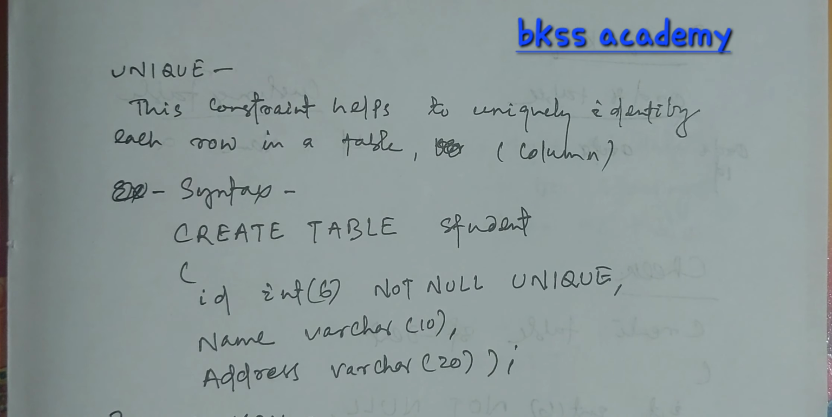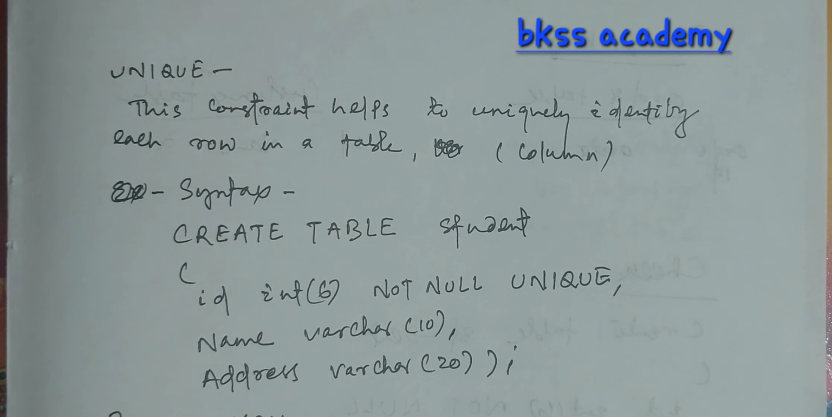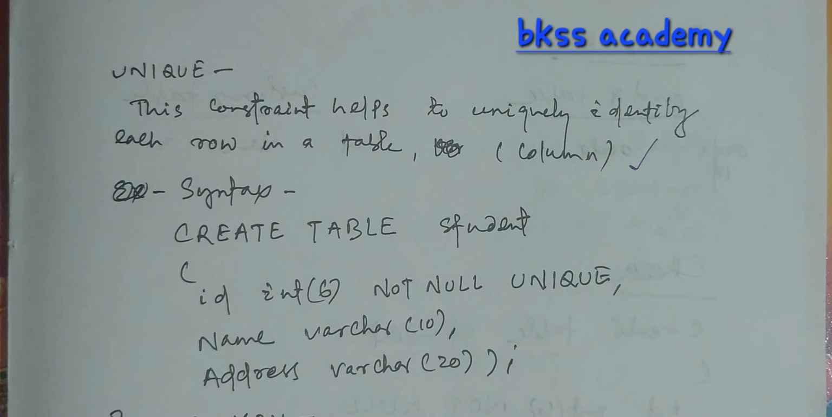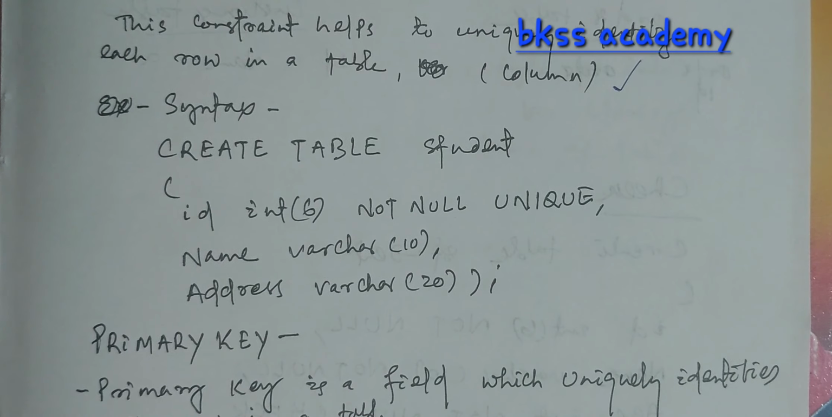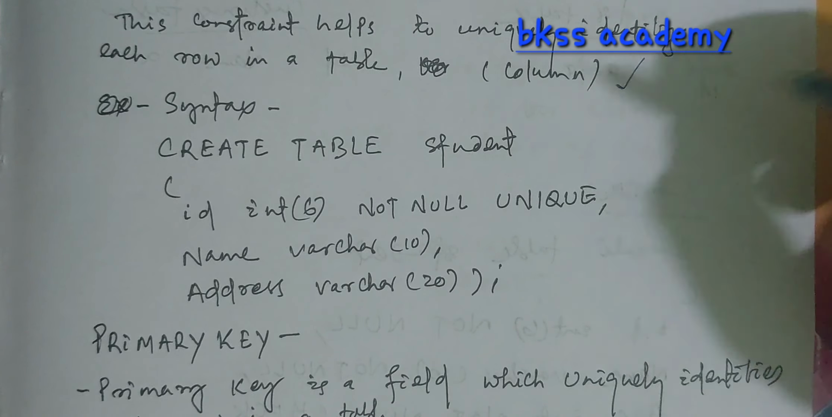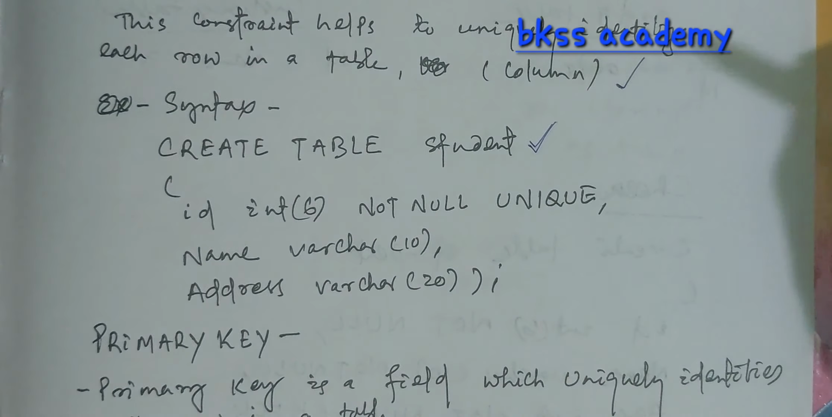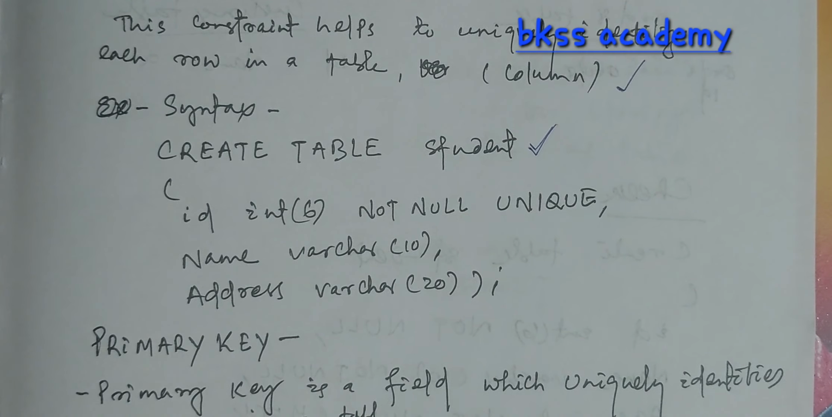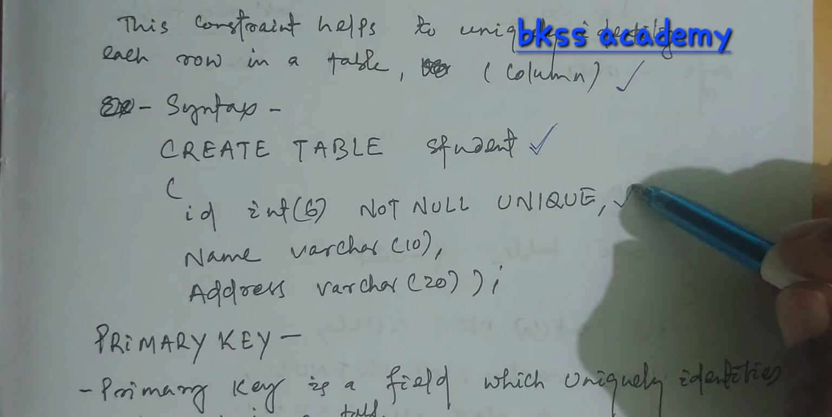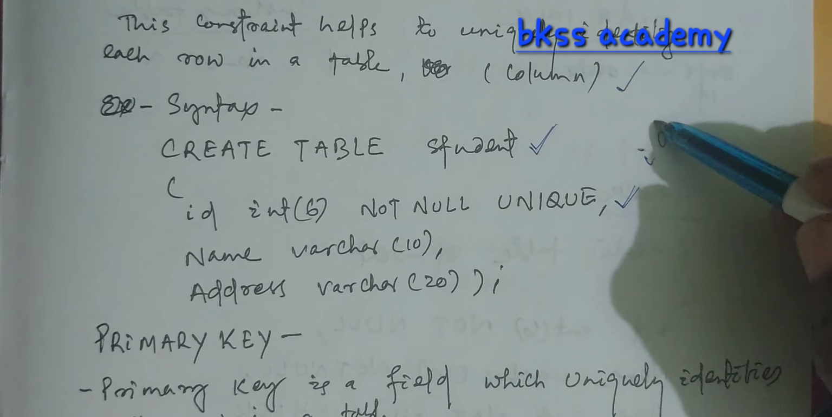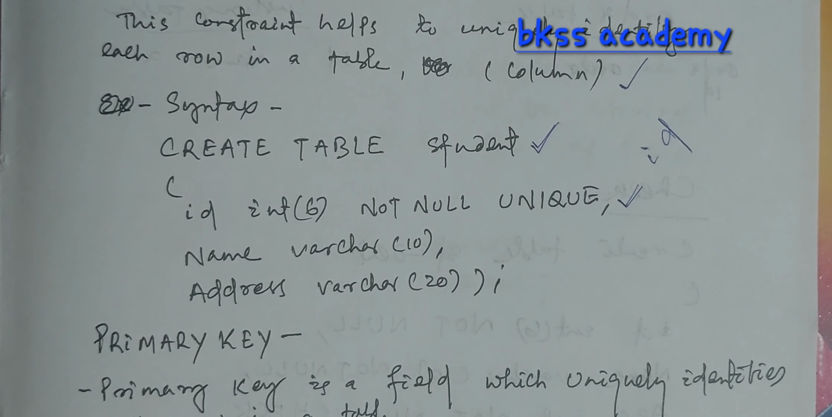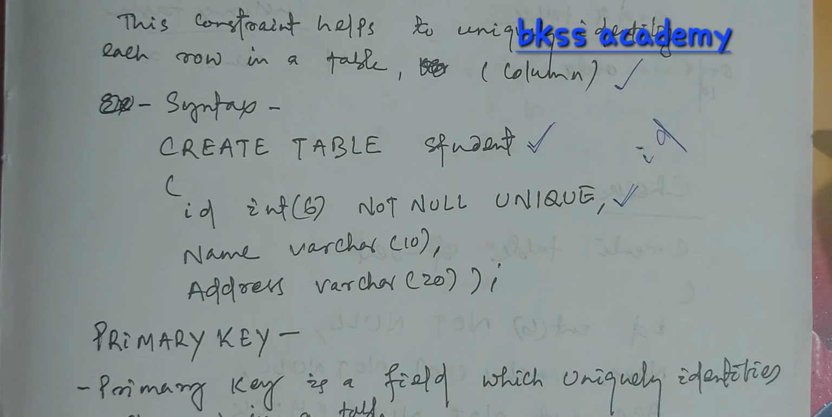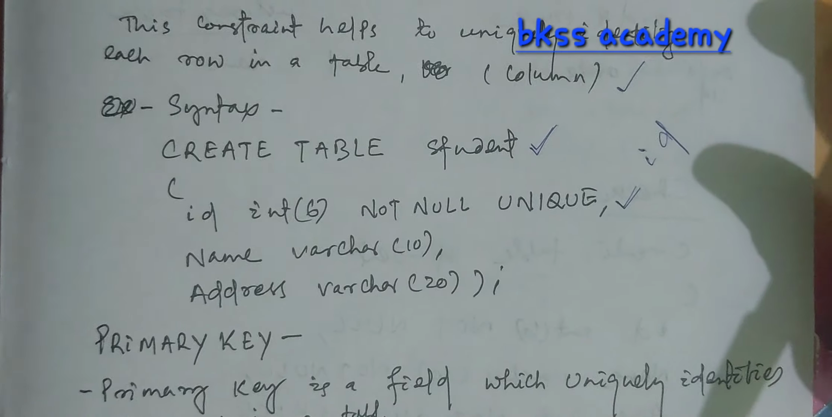Unique: this constraint helps to uniquely identify each row in a table, that is, in a column. Create table student, where student is the table name, id int6 not null unique, so the id column is uniquely identified. Name varchar 10 and address varchar 20. So the id column is uniquely identified and not null, that means it cannot be empty.